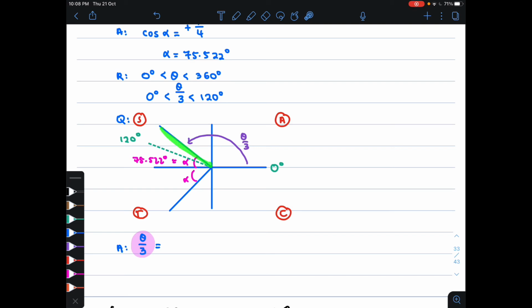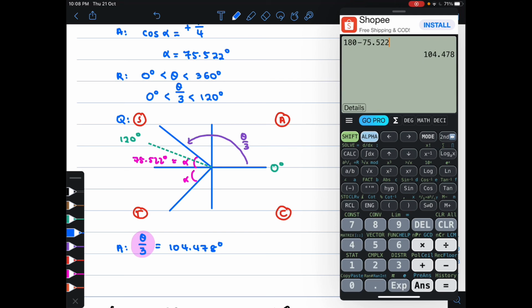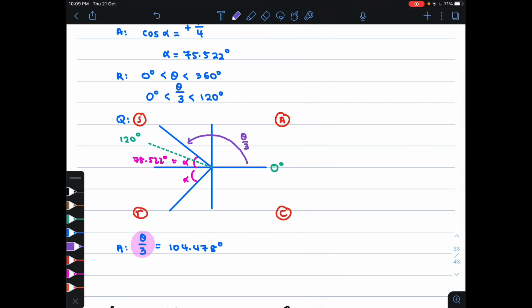And to get this straight line here, this is 180 minus alpha, which is 104.478 degrees. Now let's continue. But then it already touches our 120 degrees. So we will stop here, and hence we only have one answer. Just make sure your answer, theta over 3, is within this range, 0 and 120, which is here and here. So now we need to find theta.